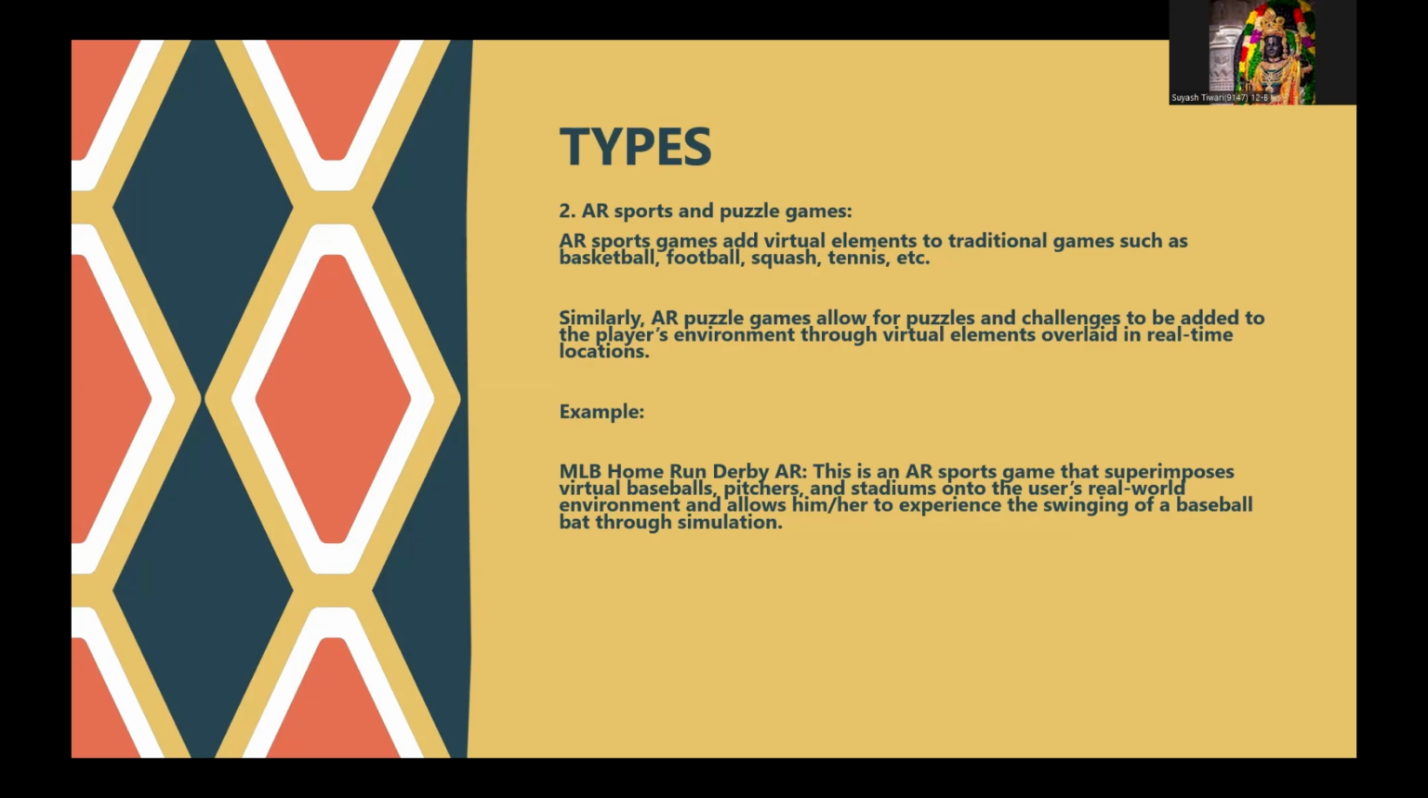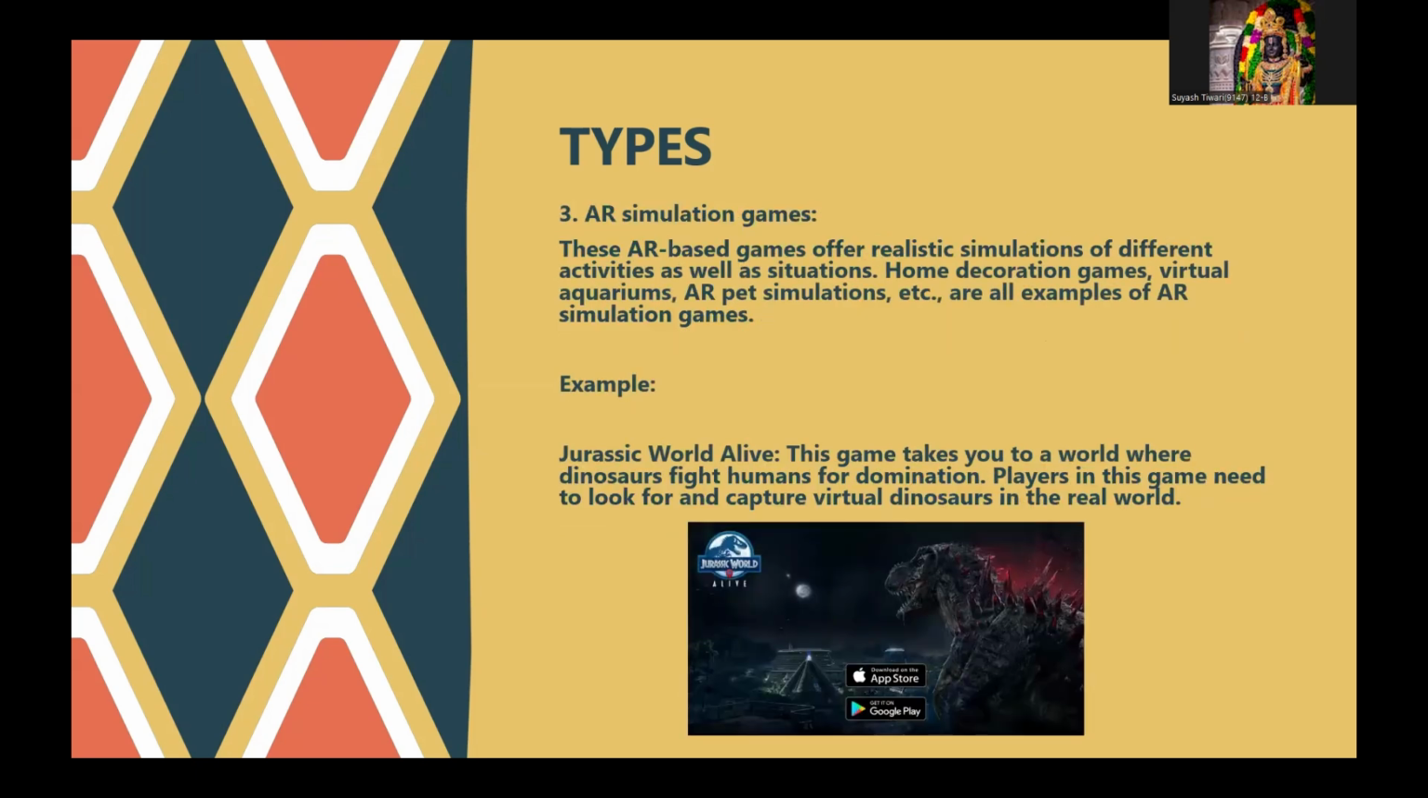Well, this particular game provides a real-time gaming experience to an individual who is playing it. So this is the second type of AR virtual reality game. Now the third one is the AR simulation game. The AR simulation game is used for home decoration, virtual aquarium, and AR pet simulation. These are certain games which provide realistic simulation to an individual. The best example for an AR simulation game would be Jurassic World Alive.